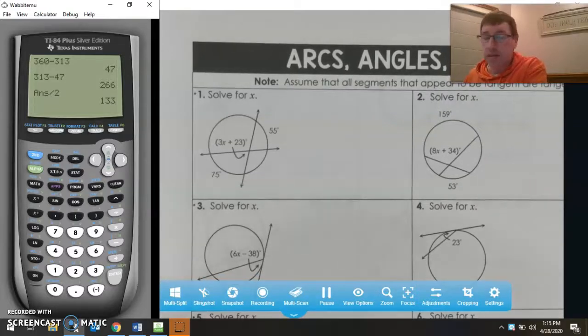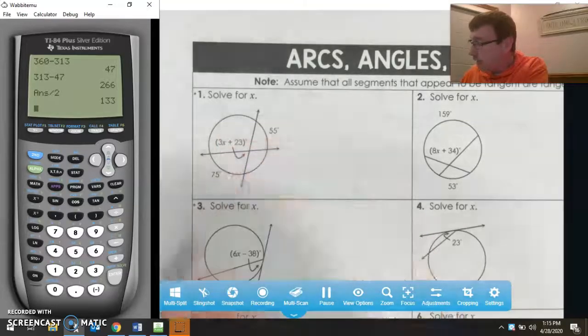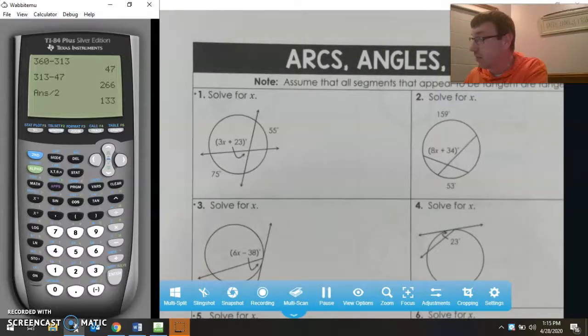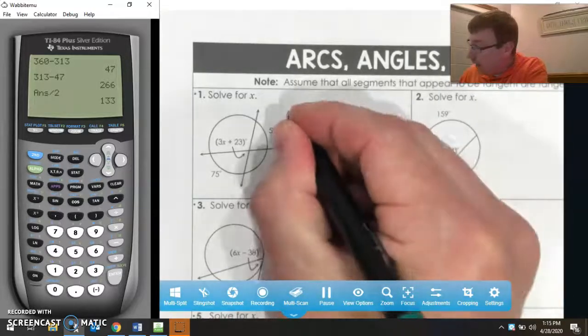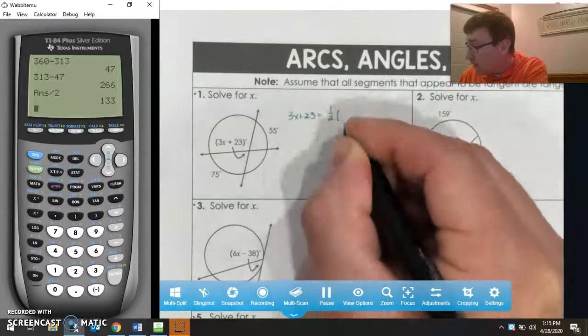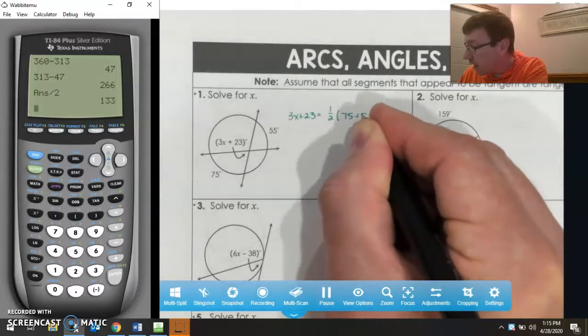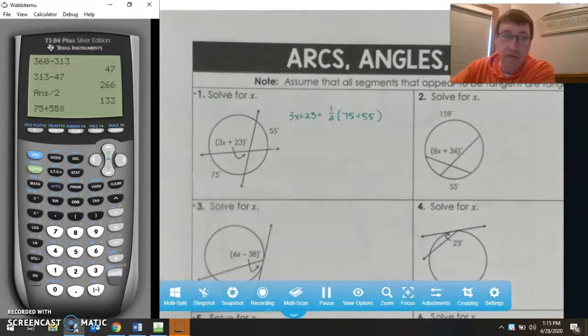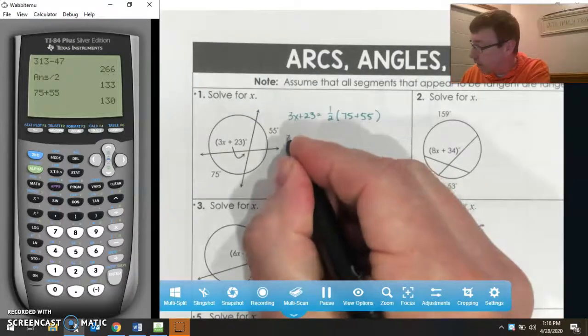Now, this is a problem from yesterday's video. I know this angle, 3x plus 23, is going to be half the sum of those. So I know that the angle measure is going to be 1/2 the sum of 75 plus 55. 75 plus 55 is 130.